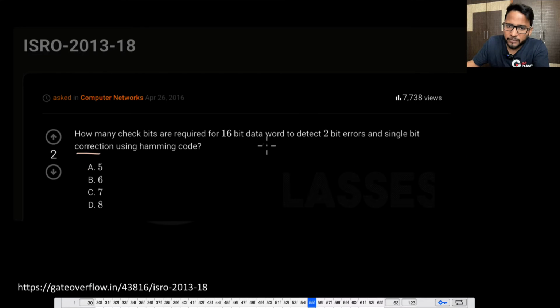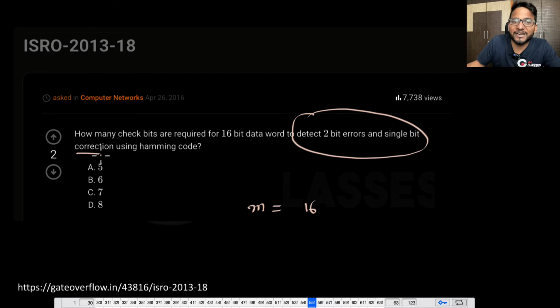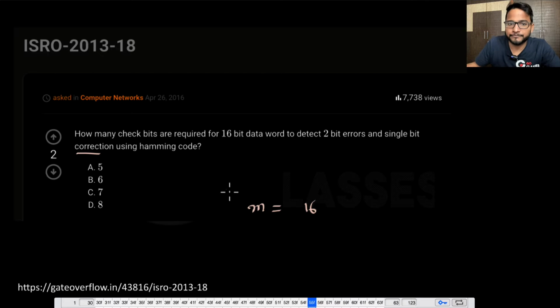Now whatever they have given, a 16-bit data word, let me say that m equal to 16, m is what I am just using for the number of bits in the data word. They are saying that 2 bits of error can be detected and single bit of error can be corrected. See, this information is not actually needed, in the sense that they are just telling us that we are also talking about the same Hamming code that you have just studied. Now what they're saying is, if m is equal to 16, then how many parity bits do you need?